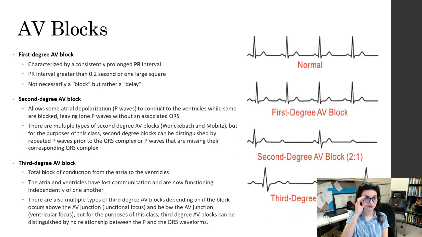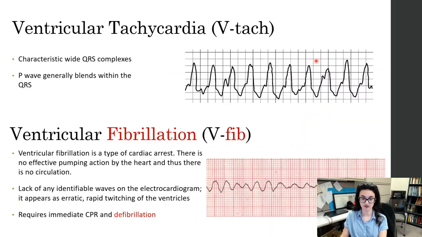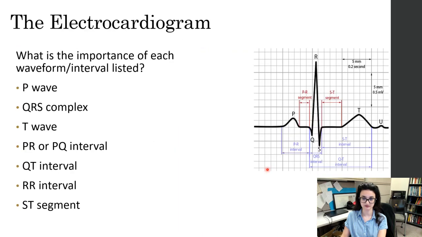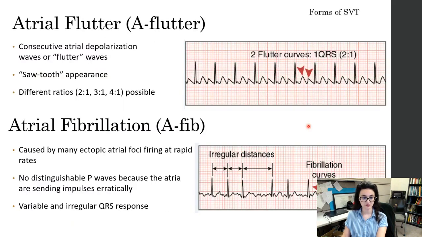Okay, AV blocks. That's that PR segment we talked about, right? It's the time it takes to depolarize that atria, to contract that atria, for that signal to then get to the ventricle. This section, PR, okay? That section right there. If that segment's really long, you know that the signal is taking a longer time than usual to get to the ventricles, and you know that there's a block.